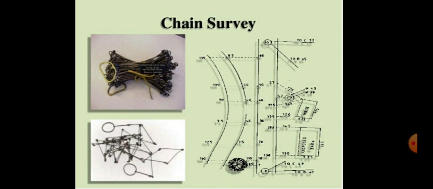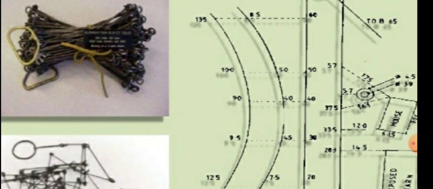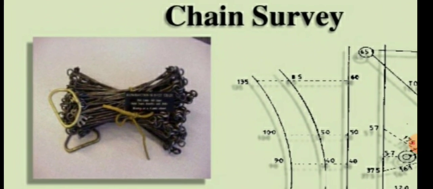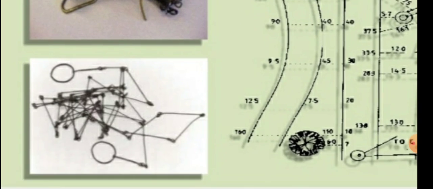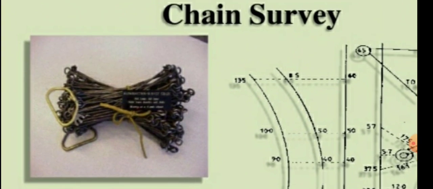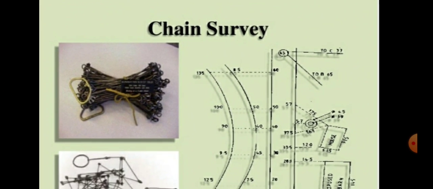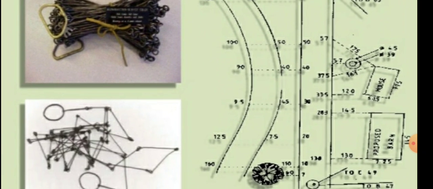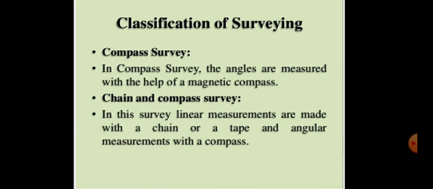Next is this diagram of the chain. You can see over here, this is called the chain, and it is the 20-meter chain. In a similar way, the 30-meter chain is also there. It is connected and it can be folded. Foldable chains are there, and they are folded with the help of links which are provided in the chain. So this is chain survey.